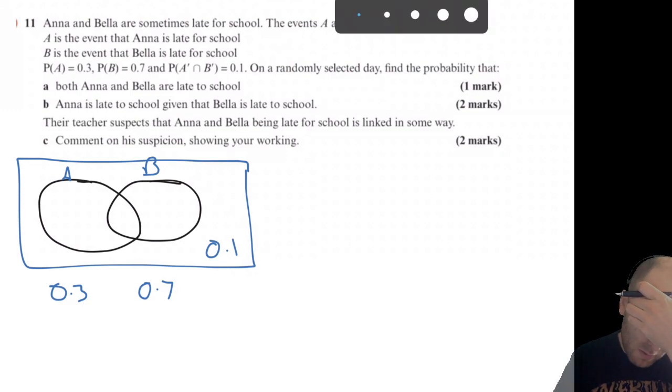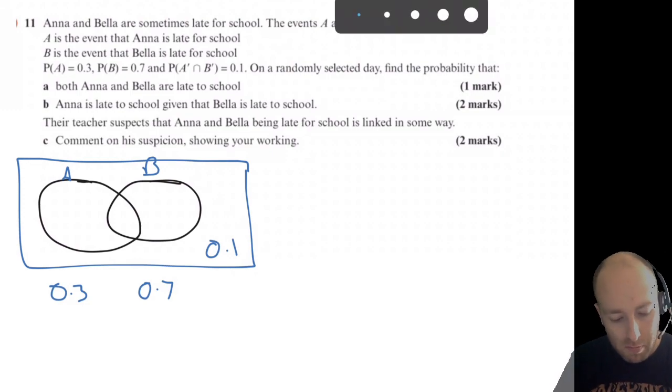On a randomly selected day, find the probability that both Anna and Bella are late for school.